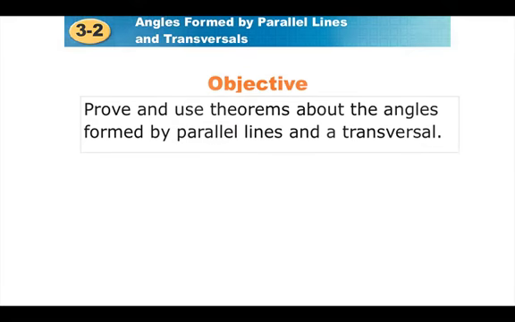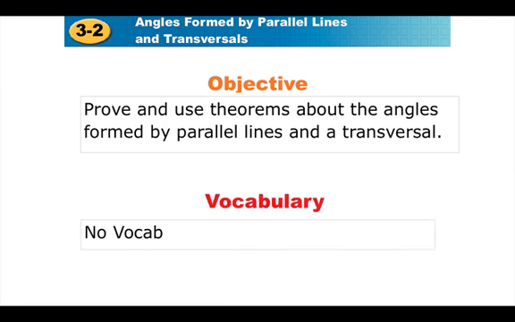This is section 3.2, angles formed by parallel lines and transversals. This is the objective: proving used terms about angles formed by parallel lines and a transversal. There's no vocabulary, but you're going to see some of the terms that were defined in previous sections. Moving on to the next slide.